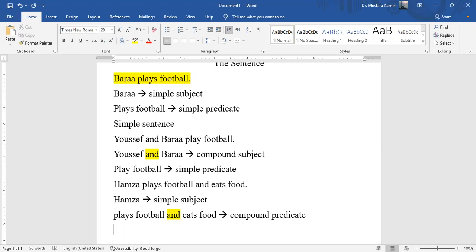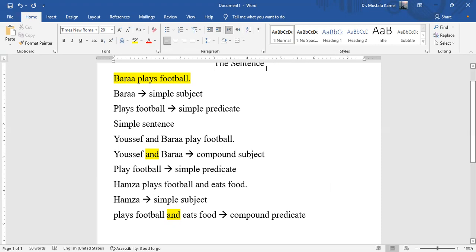I'm fine, thank you. Now, Yusuf, if we have one subject, do we call it a simple subject or a compound subject? Simple subject. If we have one predicate, is it simple or compound? Simple predicate. If we have more than one subject? Compound subject. If we have more than one verb, it's a compound what? Amazing.